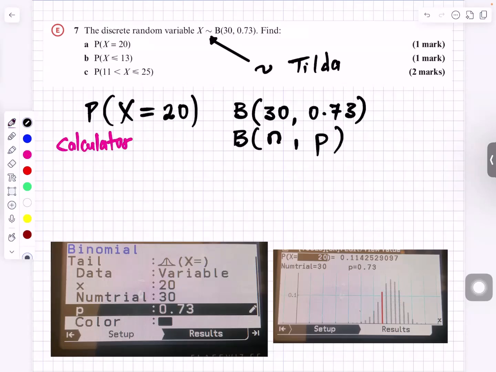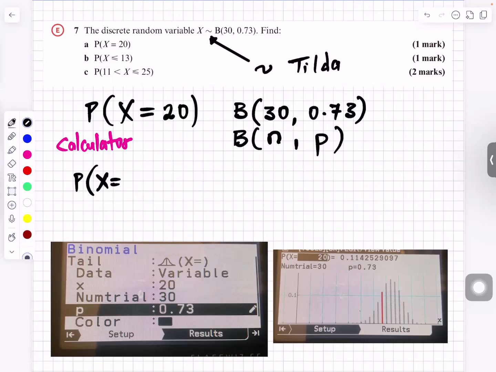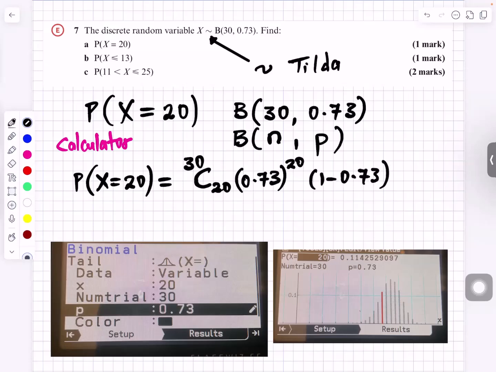But I'll write the binomial formula, because sometimes they say you write down the formula. So the probability of x equals 20 would be, n is 30, so 30 combination 20, p is 0.73 to the power 20, and then 1 minus 0.73 to the power 30 minus 20, which is 10. So 20 plus 10 is 30.